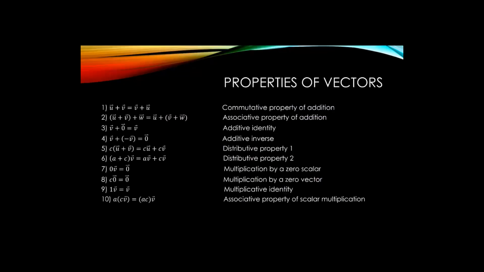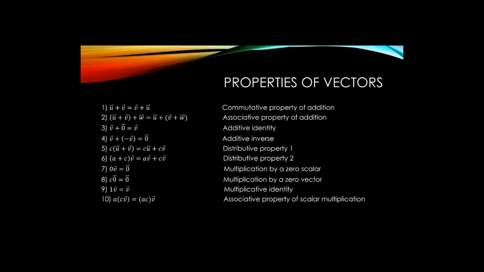We have some properties of vectors that I want to mention. These are properties you know very well. They're the same properties that we have in algebra. I have a commutative property of addition, which means I can add my vectors in any order I choose. There's an associative property of addition, which means I can group two vectors together before adding the third, and I can group them in any order I choose. There's the additive identity. If I add 0 to a vector, I get the same vector back. There's the additive inverse. If I add a vector to the negative of that vector, I get the 0 vector.